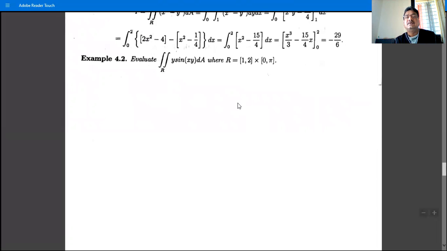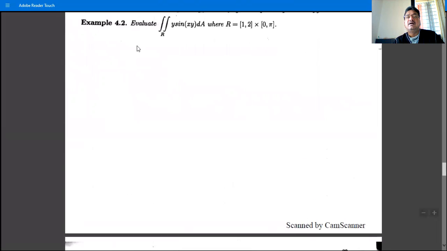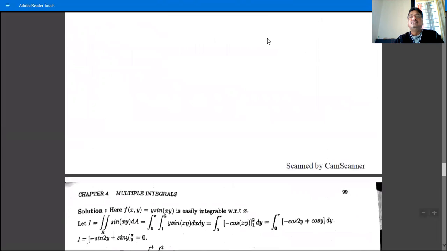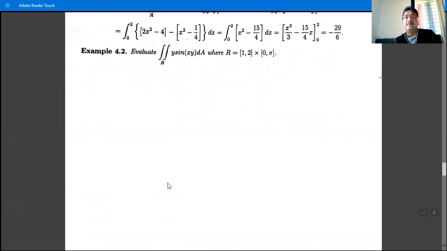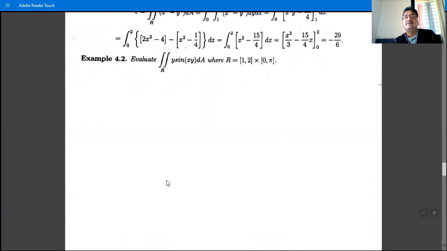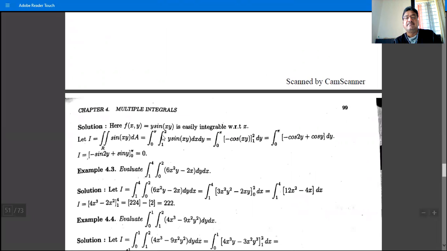Now the double integration over R of y sin of x into y dA, where R is 1 to 2 times 0 to pi, that is, the limits of x and y are given. The limit of x is 1 to 2, and the limit of y is 0 to pi. Integrate either first with respect to x or first with respect to y.